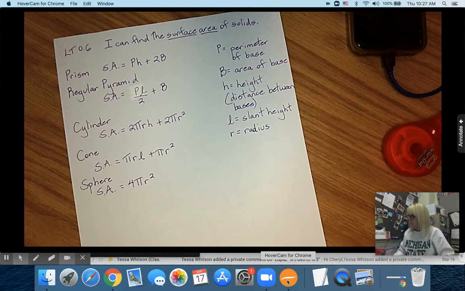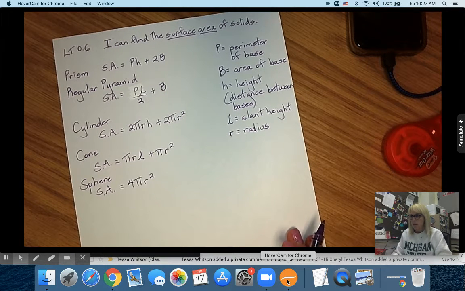Now in a sphere, again, I don't have one, but in a sphere, the radius would be from the very middle of the ball to any edge. Okay? All right, so those are your formulas.